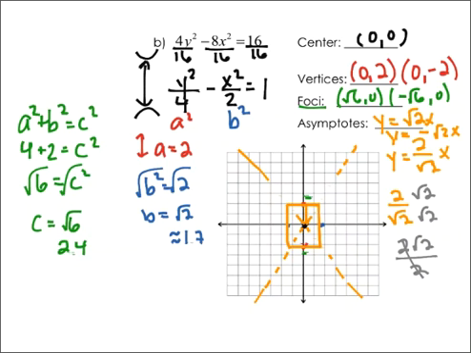Now you need your hyperbolas. The hyperbolas go from the vertex, and they get really close to those asymptotes.